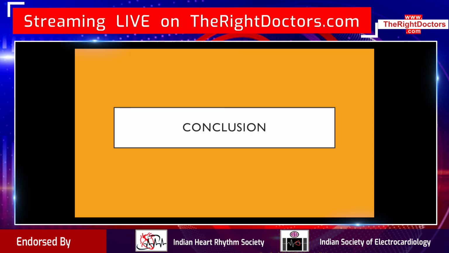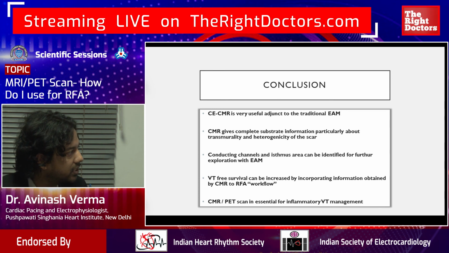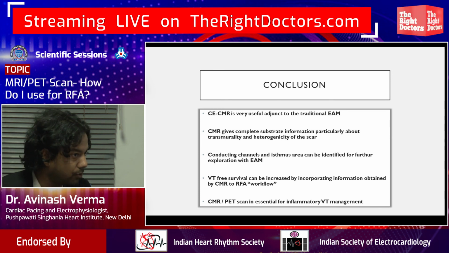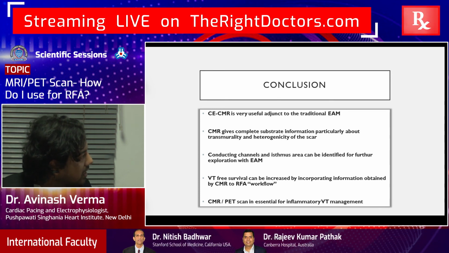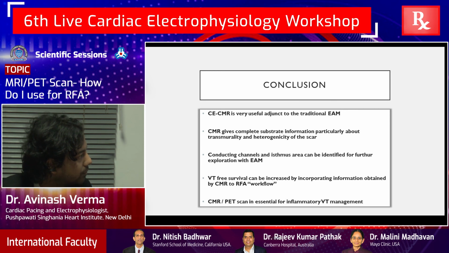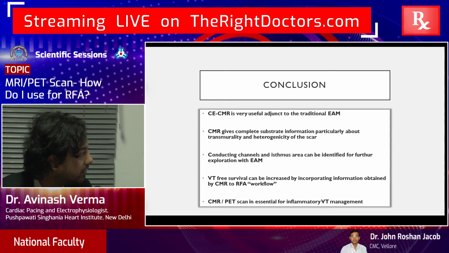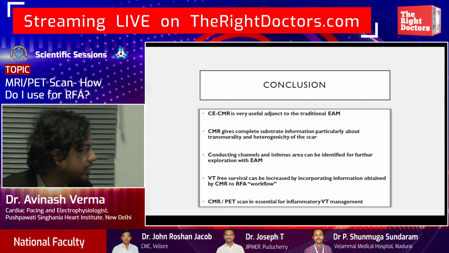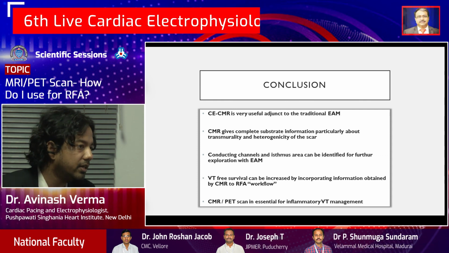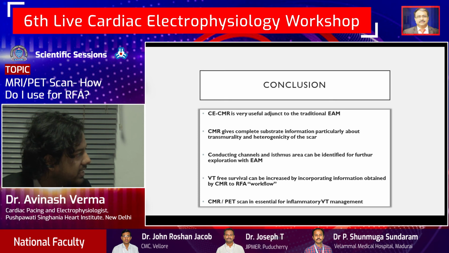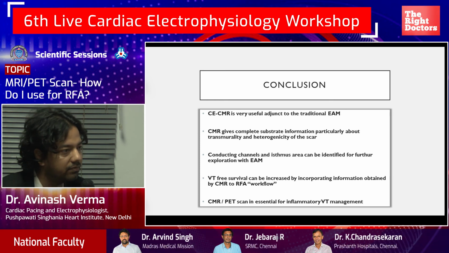So, conclusion: CE-CMR is a very useful adjunct to traditional electroanatomical mapping for guiding our ablation. CMR gives complete substrate information, particularly about transmurality and heterogeneity. Conducting channels and isthmus areas can be identified for further exploration. VT-free survival can be increased by incorporating information obtained from CMR into our radiofrequency workflow. And CMR and PET scan are essential for inflammatory VT workup.